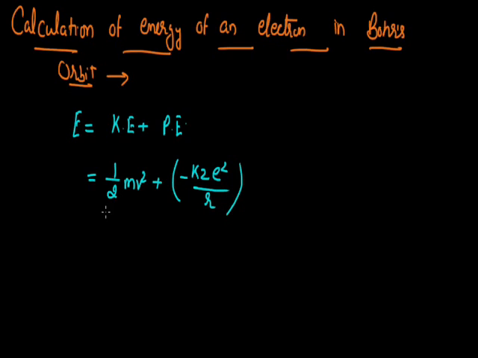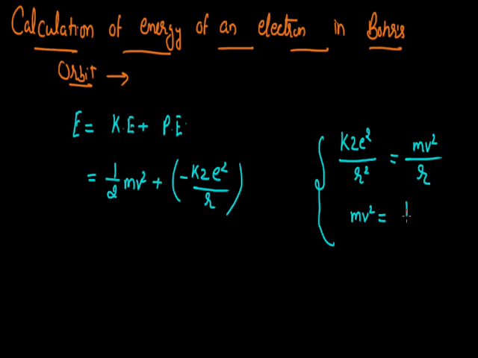Since one form of energy is in the form of mv square and the other form is in the form of kZe square divided by R, to convert them into the same form we will use Bohr's postulate. According to Bohr's postulate, the electrostatic force of attraction on any electron, kZe square divided by R square, should be equal to the centrifugal force, mv square divided by R. From here we can find that mv square equals kZe square divided by R.